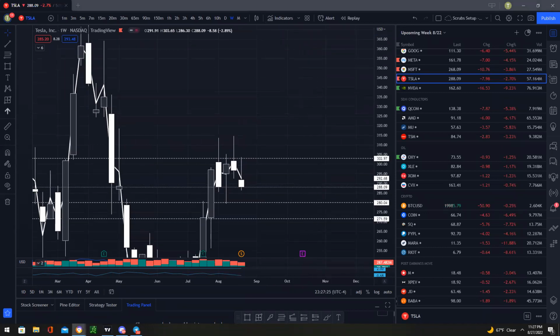So let me write that in my notes. All right, so just to reiterate, we need to reclaim 290 for bulls. Bears want Tesla under 285. If it goes under 285, we hit 280.